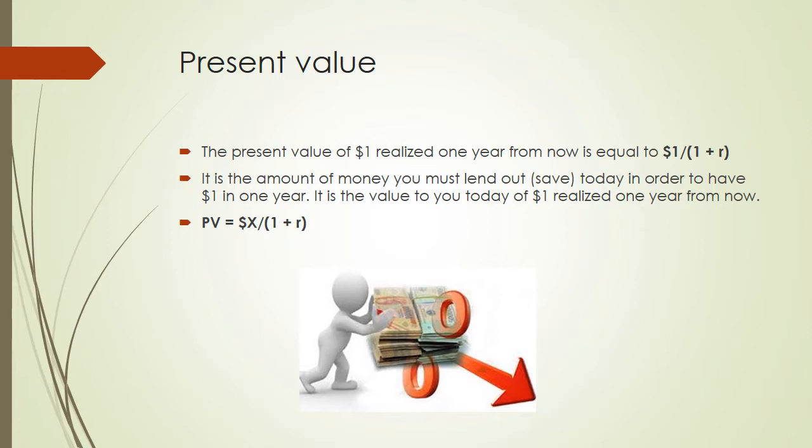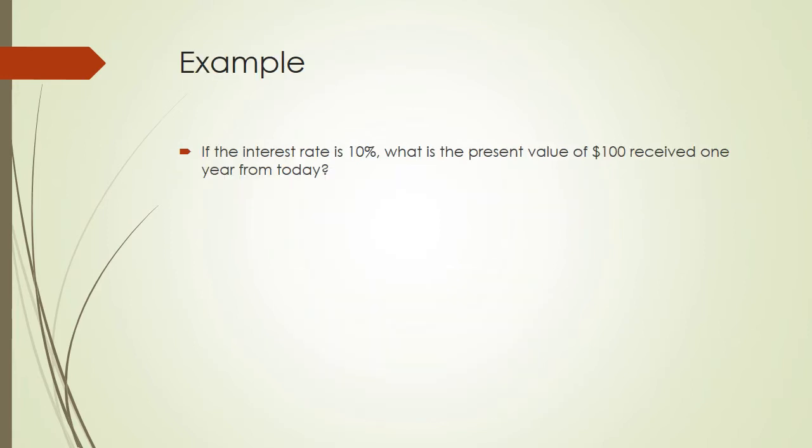Okay, I know this sounds kind of convoluted. It's not that bad of an idea. So again, we're trying to see what is a dollar that you get a year from now, how much is its value currently today. So let's do an example. Let's put some numbers to this. If the interest rate is 10%, because remember, when you save money, the bank pays you an interest rate. That's what this whole thing is based on, is that you could be earning interest if you had that money today. Okay, so if the interest rate is 10%, what is the present value of $100 received 1 year from today?